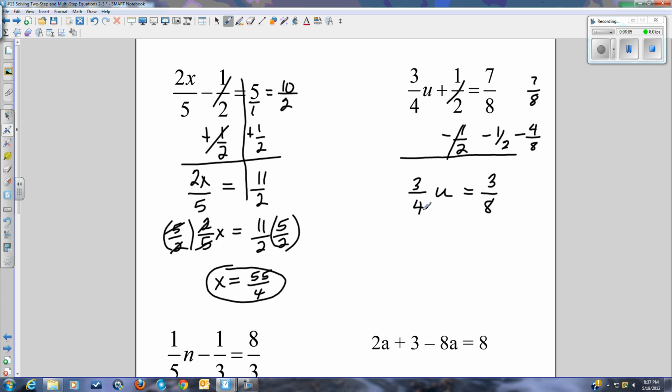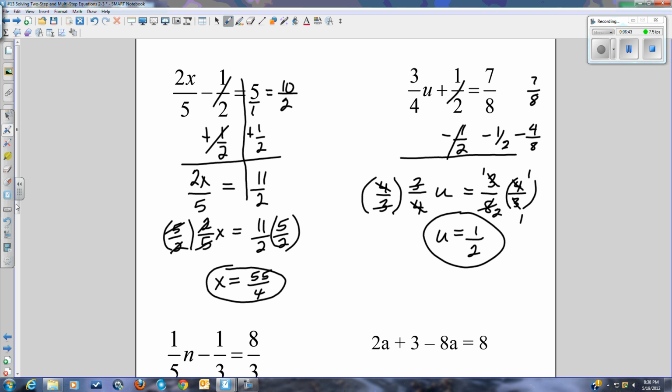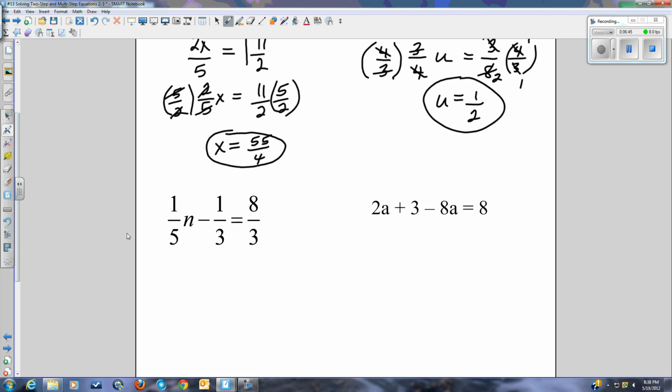We want to get u alone. The 3/4 is multiplying u. So the way we get rid of the 3/4 is we multiply by the reciprocal. Remember, when you divide by 3/4, you multiply by its reciprocal. So we have to do that on both sides. We're multiplying by 4/3 on both sides. The 4's cancel, the 3's cancel, and you're left with u on the left. The 3's cancel on the right, and the 4 and the 8. 4 goes into 4 once, it goes into 8 twice. If we multiply right across, 1 times 1 is 1, and 2 times 1 is 2. So u equals 1/2. I'd like you to try the next problem on your own.